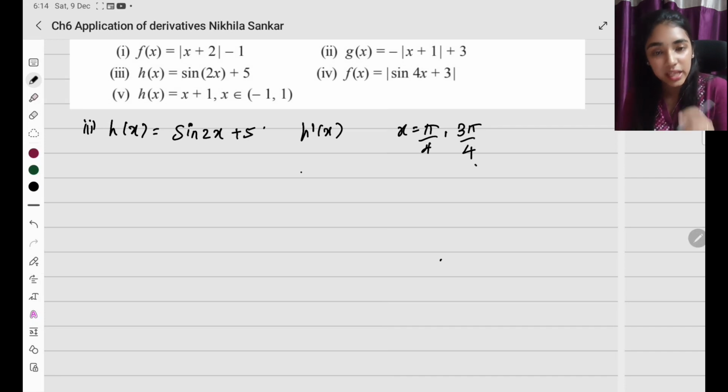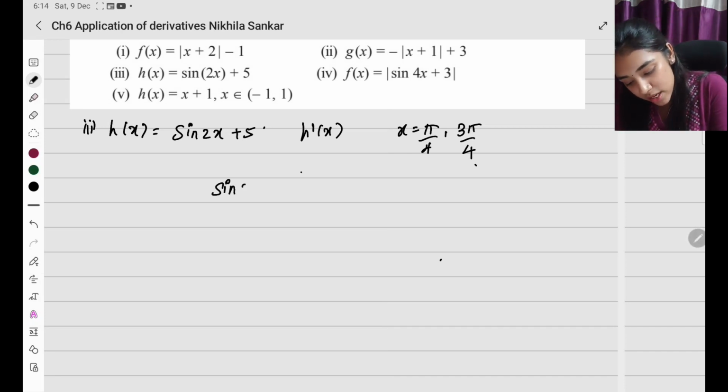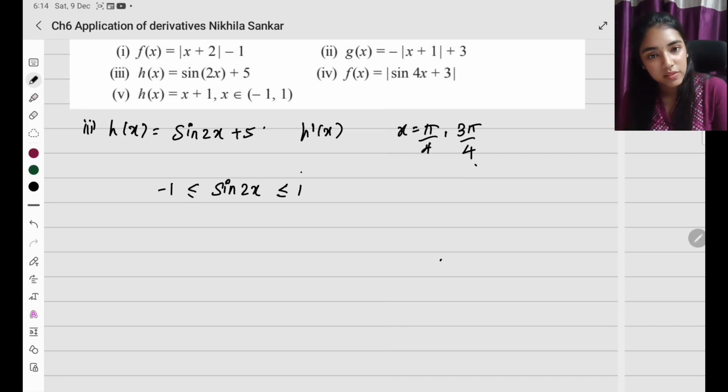It is difficult to equate all that. It is a long process. That is one method, but it is a long process. Considering everything we have studied so far, I know that my sin function lies between 1 and minus 1. That's it. This is simple and done.